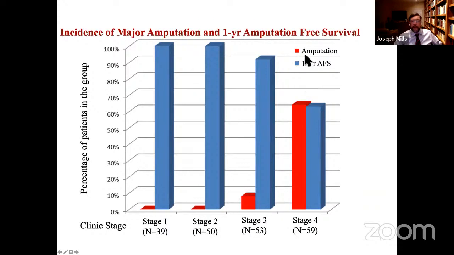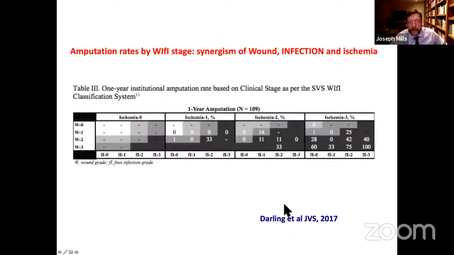If you look at amputation and 1 year amputation-free survival, in the stage 4 patients, we still saved 60% of the limbs at 1 year, but not all of them. And a lot of these patients had renal failure. Then this is one of the largest studies, from Darling's group in Boston. And this is interesting. If you look at the whole grid, look out here in this group of patients that have severe ischemia, a large wound, often a heel wound, and infection. In this group, 75 to 100% of their patients lost their limb, even if they were revascularized.